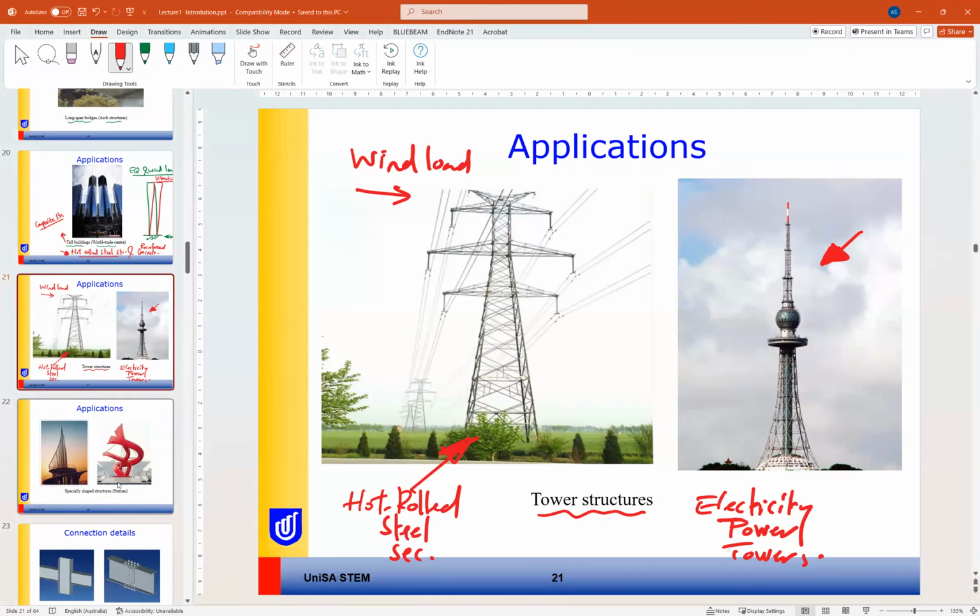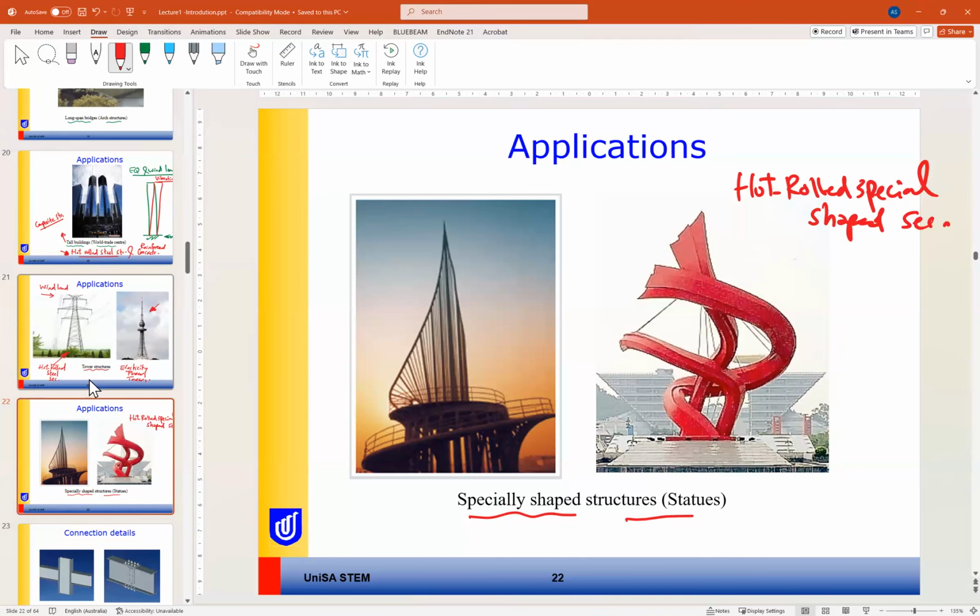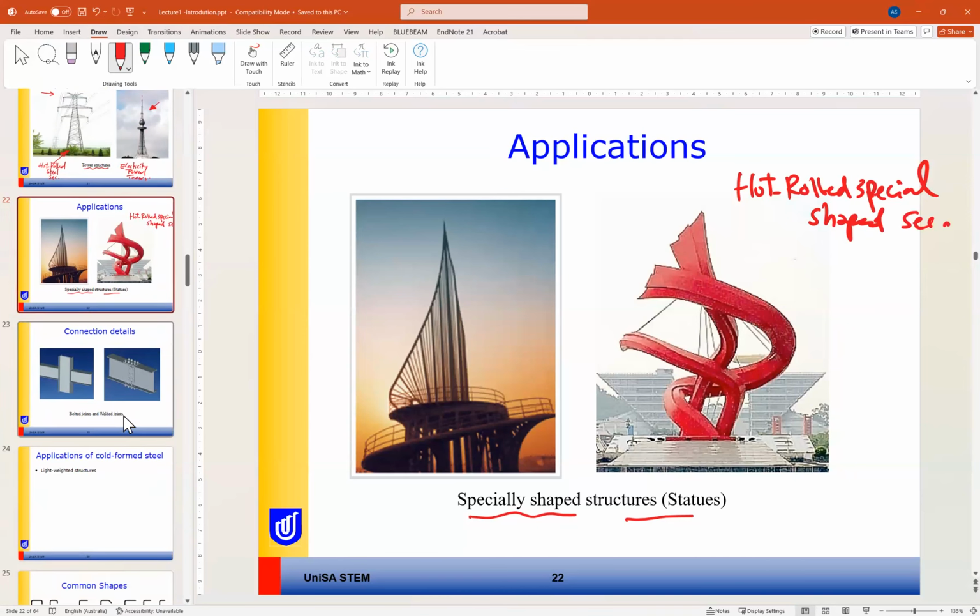And lastly, special shaped structures like statues. If you want to make an architectural design of a statue or something, you may need to use hot rolled special shaped sections, like in these two photos. So all these are possible applications for structural steel, hot rolled steel sections.